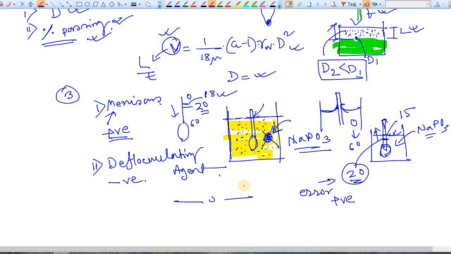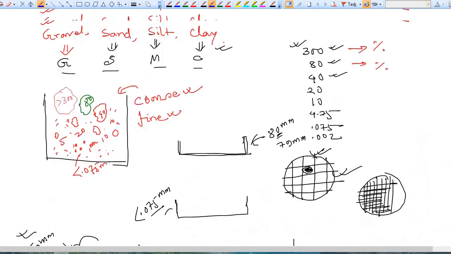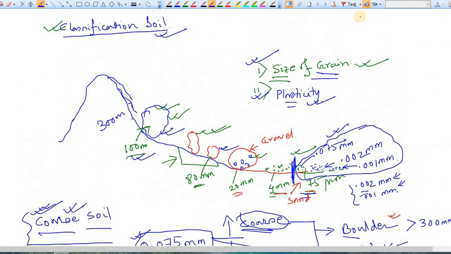Okay, so that's all for your gradation curve. In this video I have mainly discussed the gradation, or the classification of soil based on particle size of grain. In the next video I will discuss how soil is classified based on plasticity.